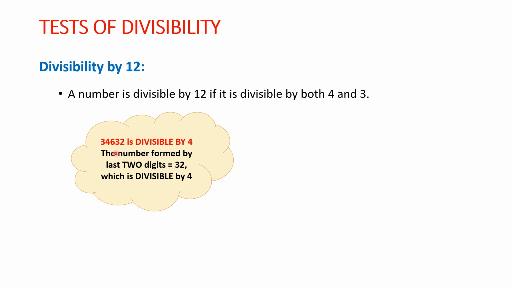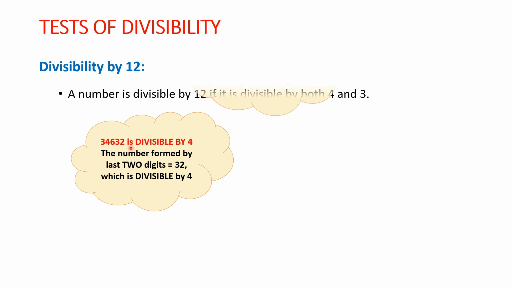Let's take an example. Here we are taking the numeral 34632 and it is divisible by 4. To check whether the given number is divisible by 4, first we have to check whether the number formed by the last two digits is divisible by 4. Here the last two digits are 32 and it is divisible by 4. Therefore, the given numeral is divisible by 4.